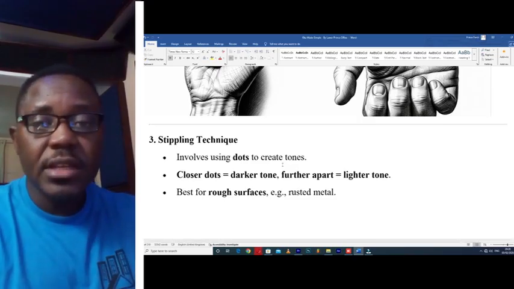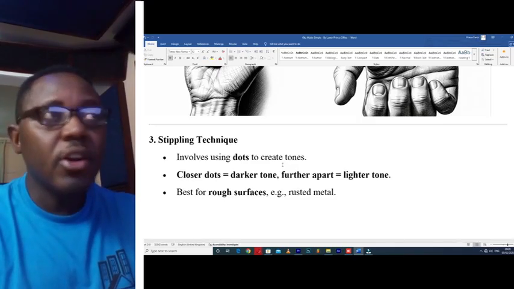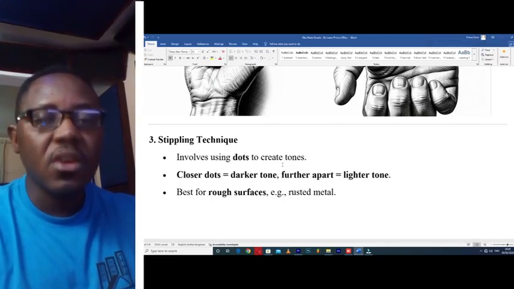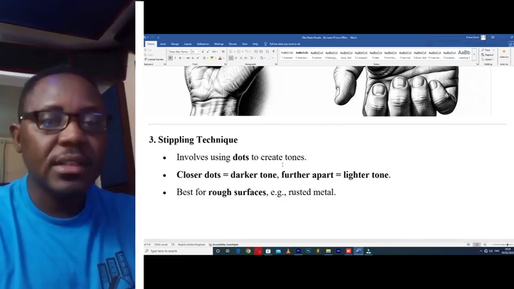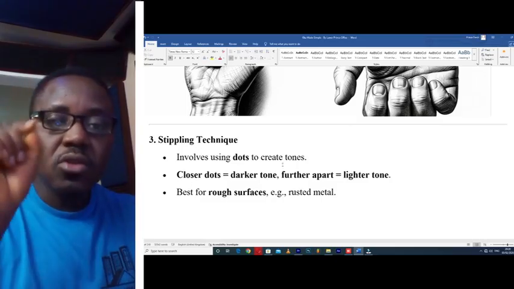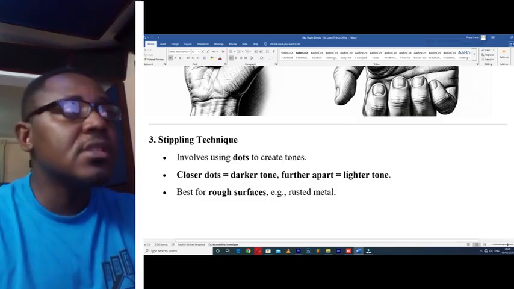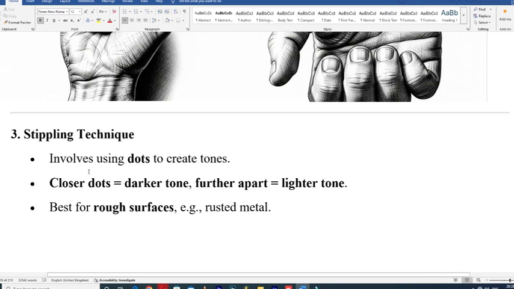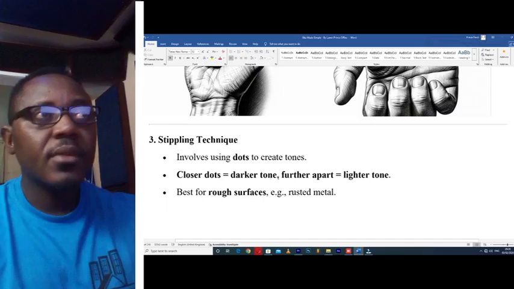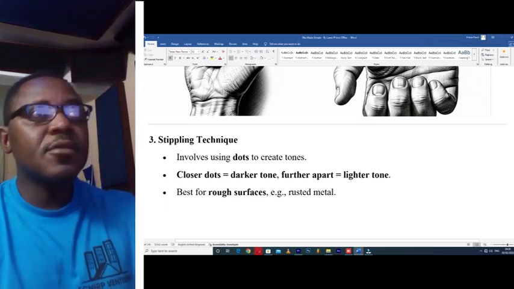Never call it pointillism. It's stippling. And don't call it dottilism. It's also wrong. It's called stippling. Using dots to represent your tones, and you are going to see it down when we go down. It involves using dots to create tones. Closer dots give you a darker tone. Further apart gives you a lighter tone.